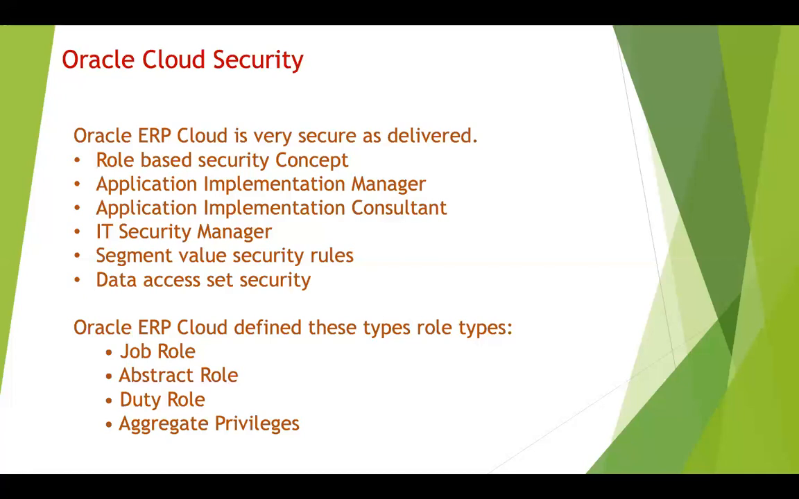Then data access set security is nothing but one BU's data. Like under India, there are two business units, one is Bangalore and the other is Pune. So Pune users or Pune team members should not see the data that the Bangalore business unit can view. That access control we can maintain using the data access set security option provided in Oracle Cloud. We'll cover this in much more detail in the next slide, and segment value security also in detail.